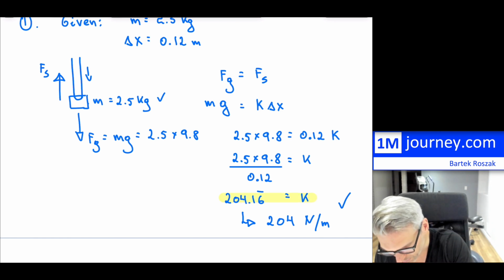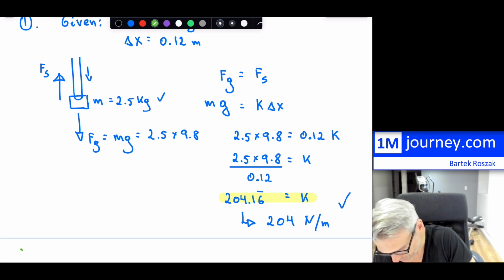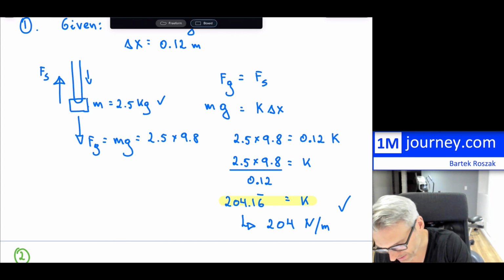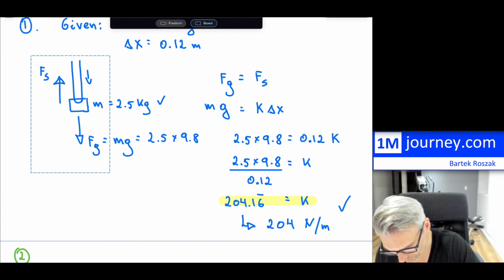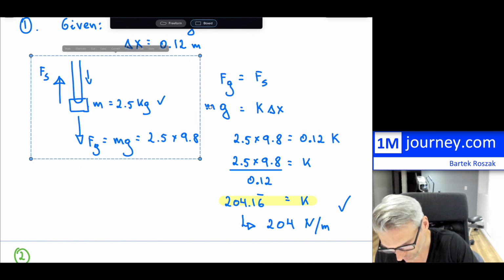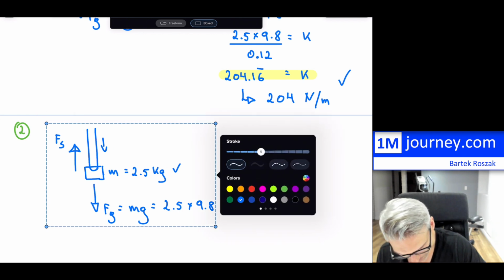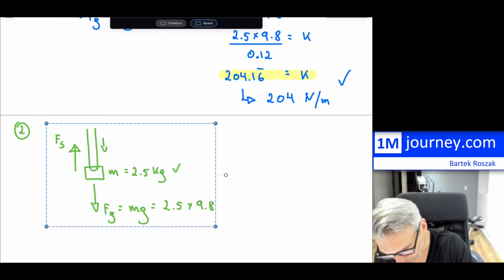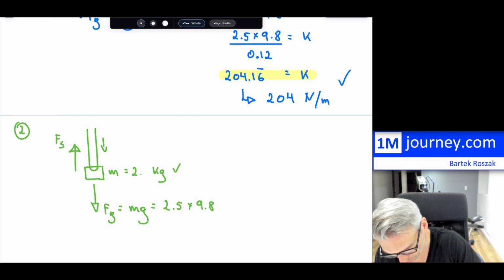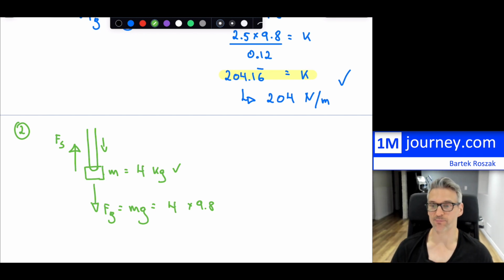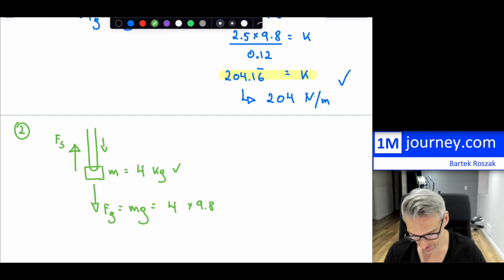And for number 2, maybe I'll switch colors, we have a 4 kilogram mass. So all that happens, really, is if I take all of this in here, I'm going to duplicate it and switch the color to make it green. And now instead of 2.5, this is going to be 4 kilograms. So I'm going to just write that in there. And that's exactly the same style of problem, except in this case, we know what the k is.